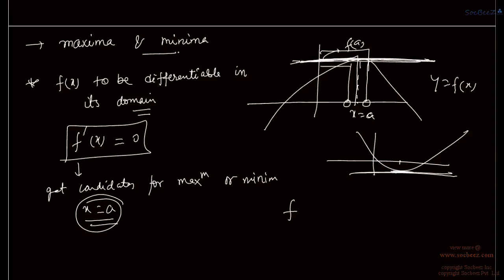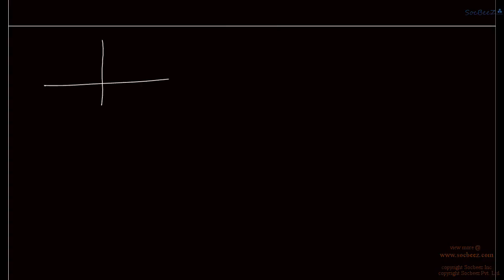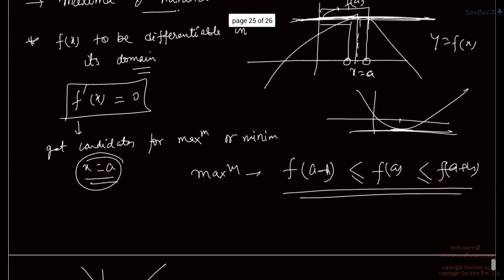So if f(a minus h) is less than f(a) and f(a) is greater than f(a plus h), okay, if this condition appears, then at x is equal to a we have a maximum. And say if we have a minimum at this point, then... this is not exactly the case.